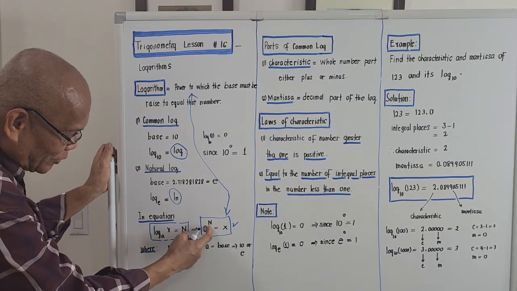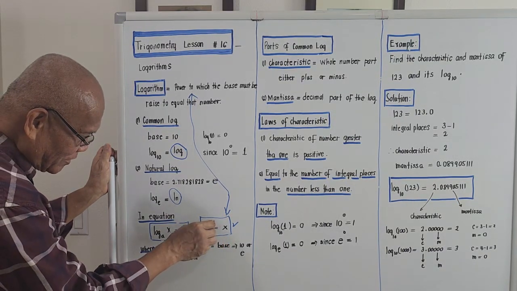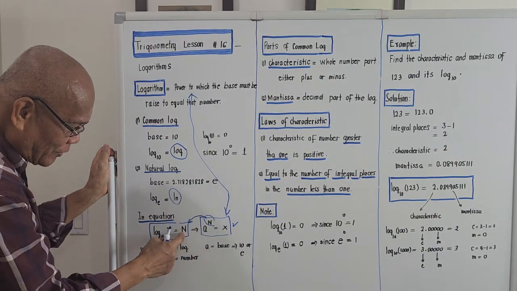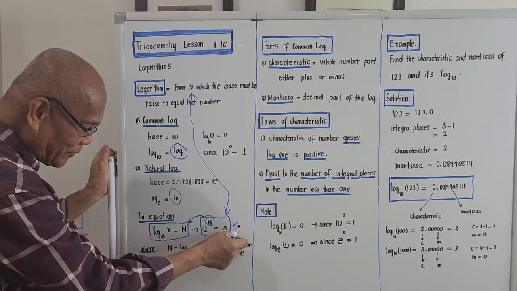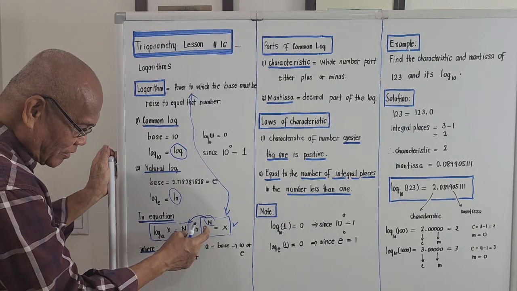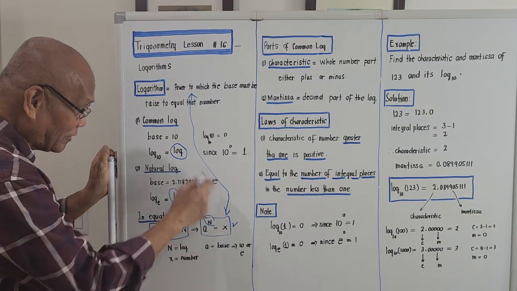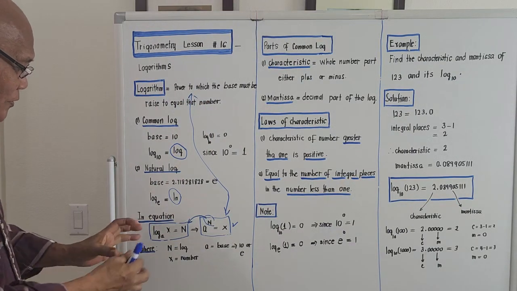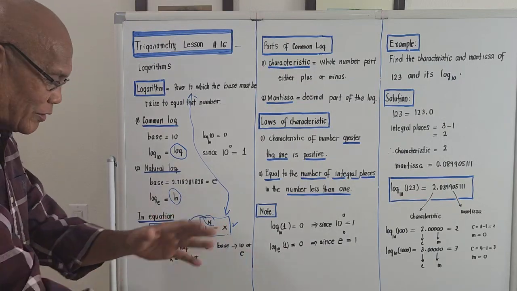It is the power to which the base must be raised to equal that number. The power is actually the logarithm of the number. The logarithm of a number is the power to which the base must be raised to equal that number. The number we are referring to here is actually x. That's the definition of logarithm. If you know this one, you could derive this one. So wherever you go, you know what's logarithm.